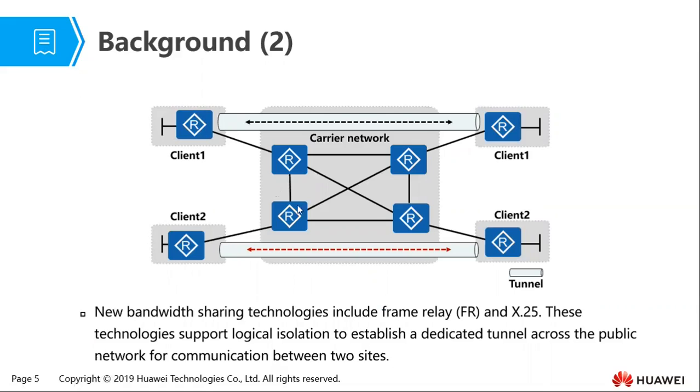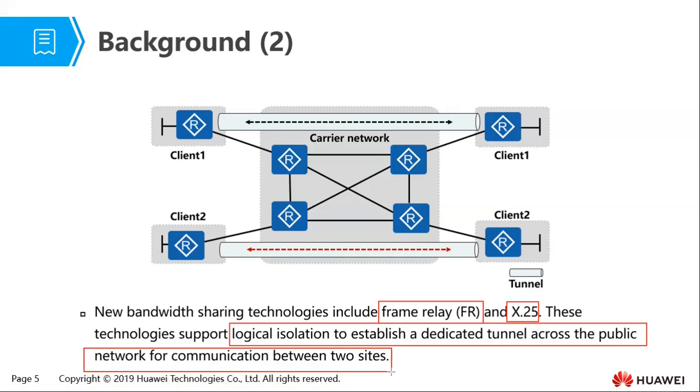Now, so they had to develop what we call bandwidth sharing technologies. Some of these technologies are what we studied earlier, frame relay technologies, and also another one called X.25. These technologies support logical isolation to establish a dedicated tunnel across the public network for communication between two sides.